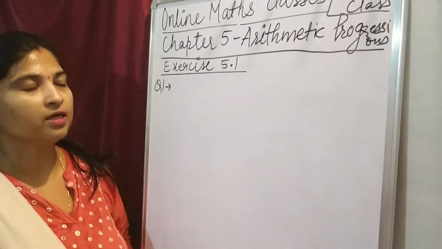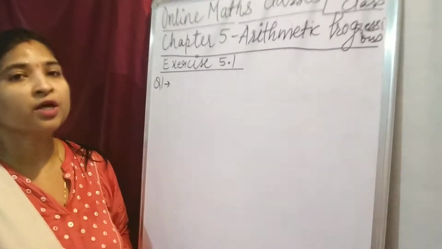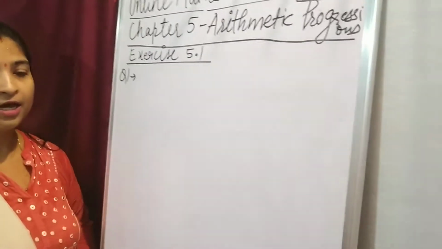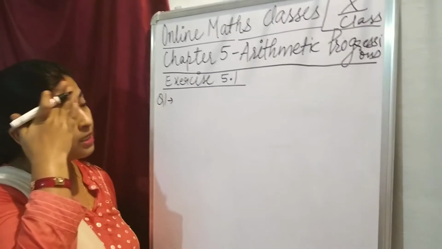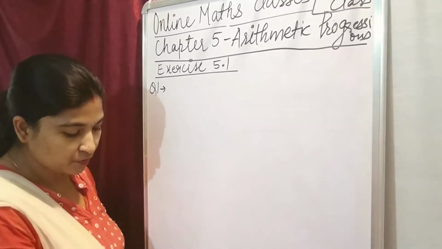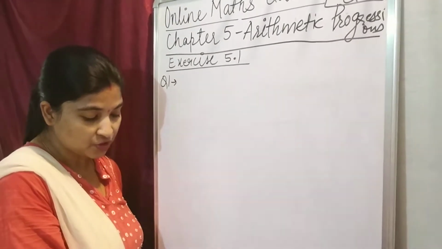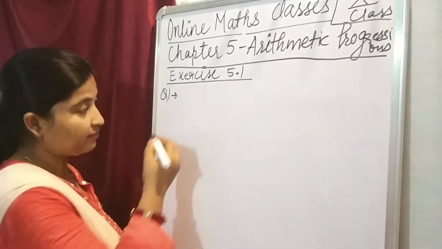Yes, we have already started chapter number 5, that is arithmetic progression. Now we have done exercise 5.1 with the theory and questions also. Just one question is left, and that is question number first. Okay, so what is question number first? In which of the following situations does the list of the numbers involved make an arithmetic progression and why? Which of the following is making an arithmetic progression and why, that we have to tell.